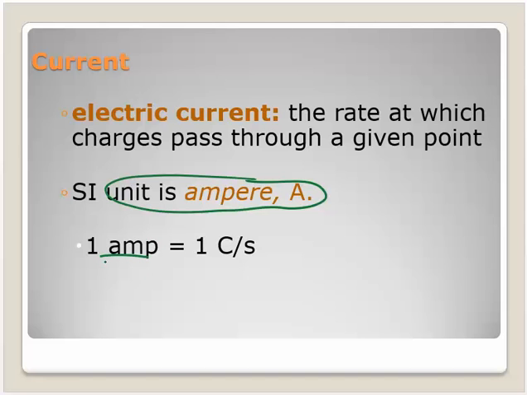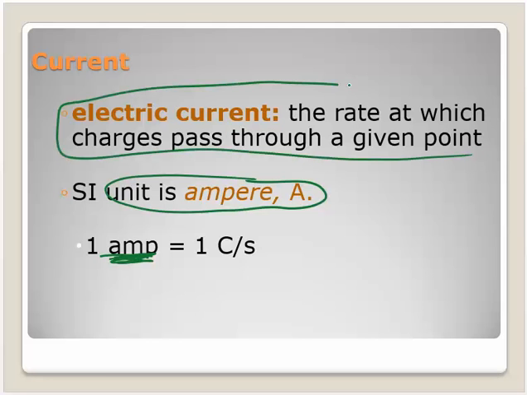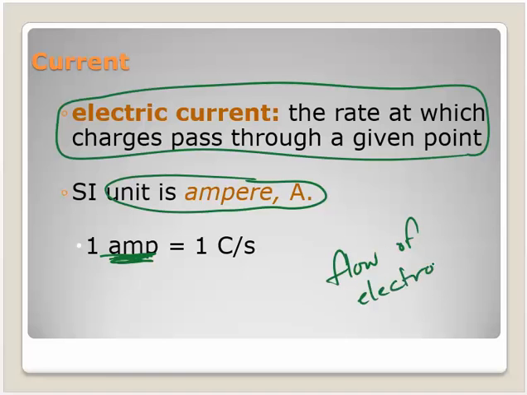All right, so the units are amps, more simply put. But current is the rate at which charges pass through a given point. And what really is happening with current is it's the flow of electrons, because it's the electrons that can move in a conductor.